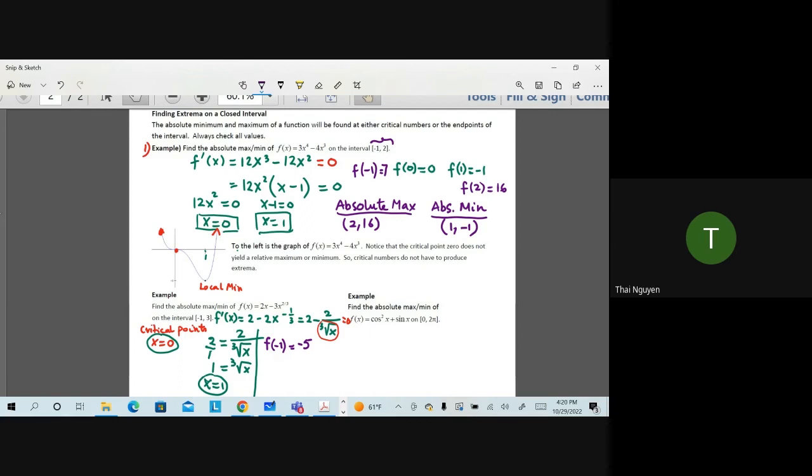So f of negative 1 equals negative 5. We plug into the equation f of x equals 2x minus 3x to the 2/3. And we take f of 0, and f of 0 gives us 0. And f of 1 gives us negative 1. And f of 3 will give you around negative 0.240.